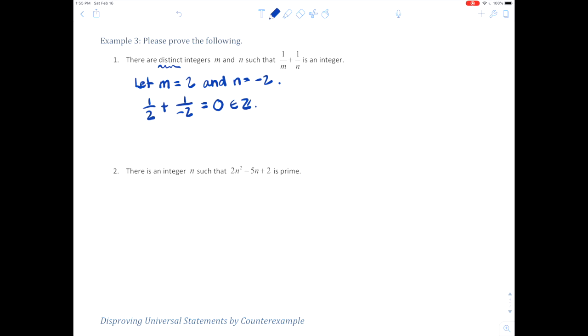All right, how about the next one? There is an integer n such that 2n squared minus 5n plus 2 is prime. Well, what do you think we should do with this one? Let's see if we can factor this, just to make it a little easier. So this is equal to, and you do need to have your factoring skills, the quantity 2n minus 1 times the quantity n minus 2.